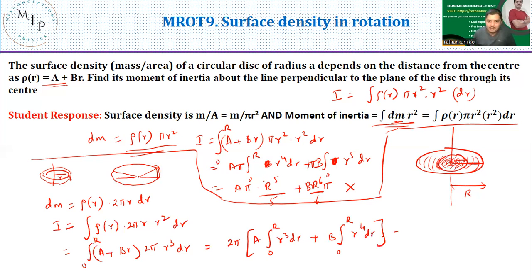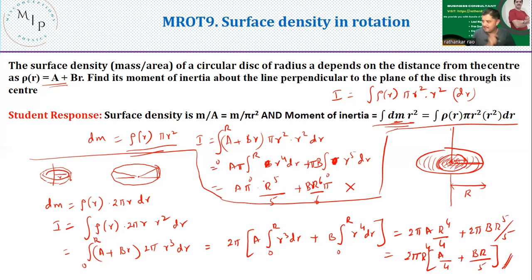Now I think my work becomes much easier. So this should now be 2 pi a into r power 4 by 4, plus 2 pi b into r power 5 divided by 5. Now what will I write? I will take 2 pi outside, and I can also take r power 4 common: a divided by 4 plus bR divided by 5. Right? So this is the correct answer: 2 pi R power 4 into (a by 4 plus bR by 5). So finally, we end up with this solution.